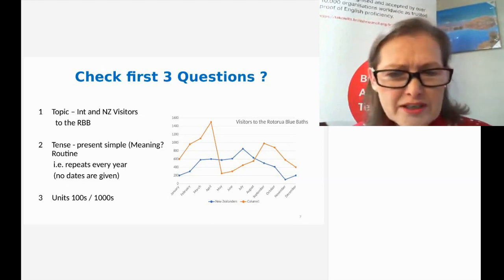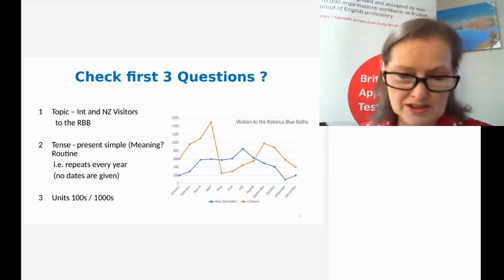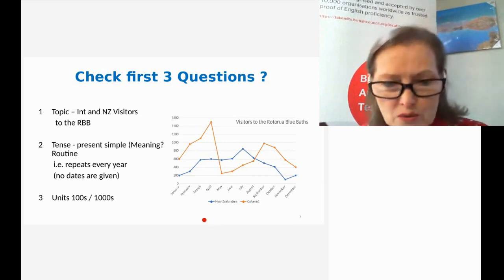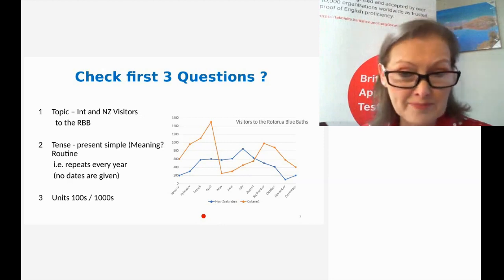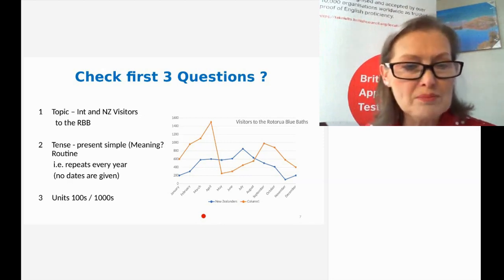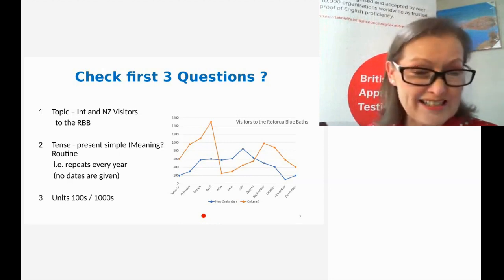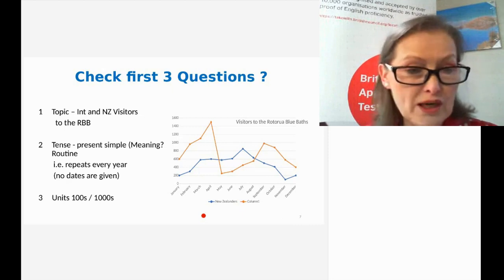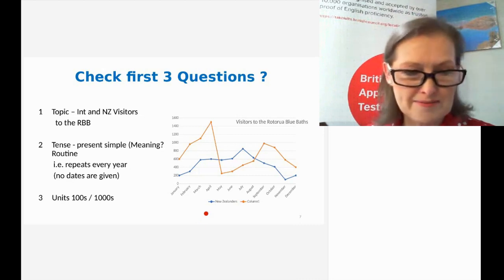They don't give us a date, do they? They don't give us 2000 or 2010. And so really they're talking about January, February, March to December every year. And because this repeats, we need to use our present simple tense for routine. You may remember, if you want, refer back to your elementary grammar, the different uses for present simple. So we need to use present simple tense.